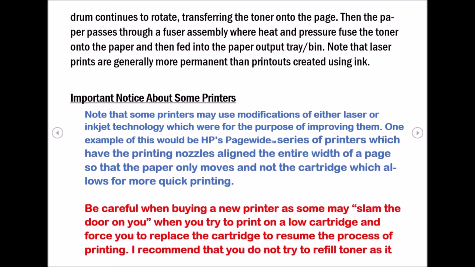Important notice about some printers. Note that some printers use modifications of either laser or inkjet technology, which have been done for the purpose of improving them slightly. One example would be HP's PageWide technology series of printers, where the nozzles are aligned across the entire width of the page so that only the paper moves and not the cartridge, and this helps to improve the speed of printing.